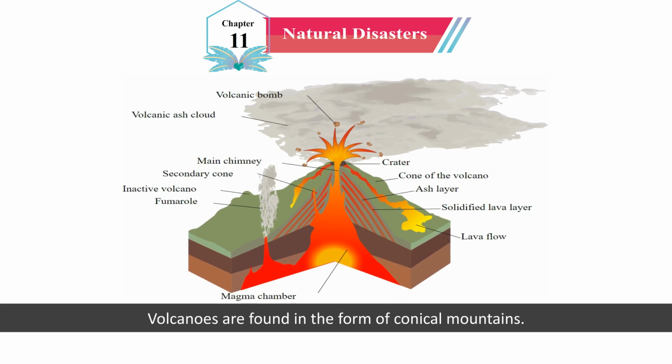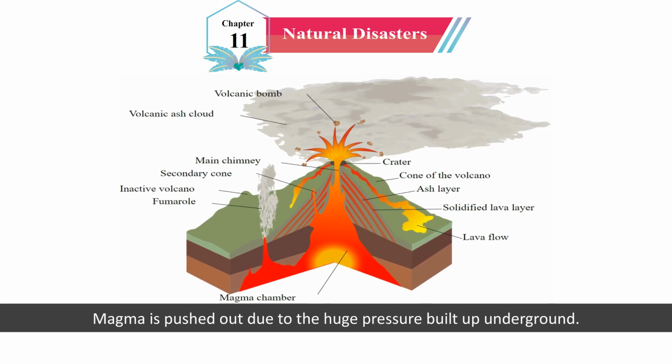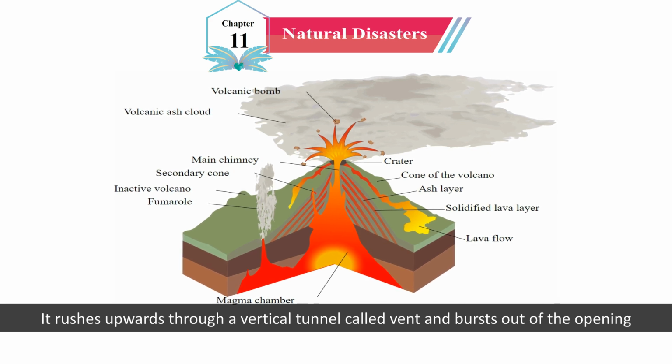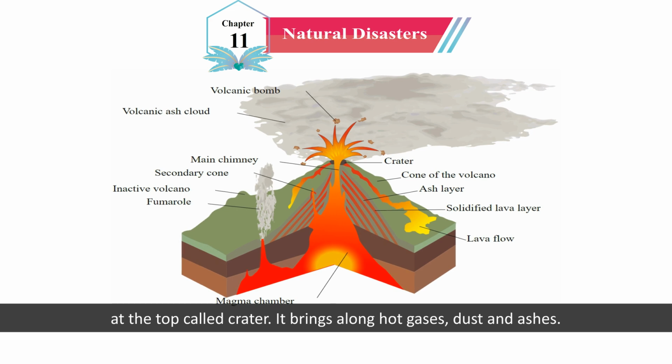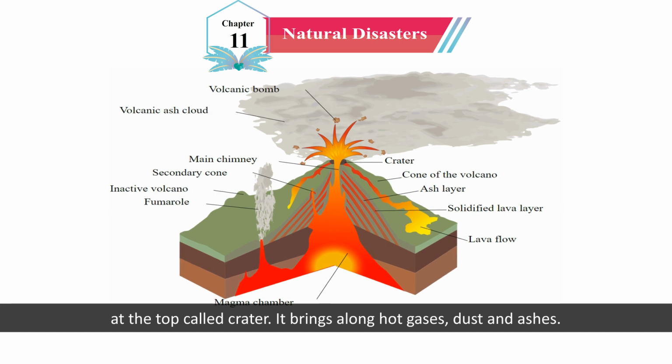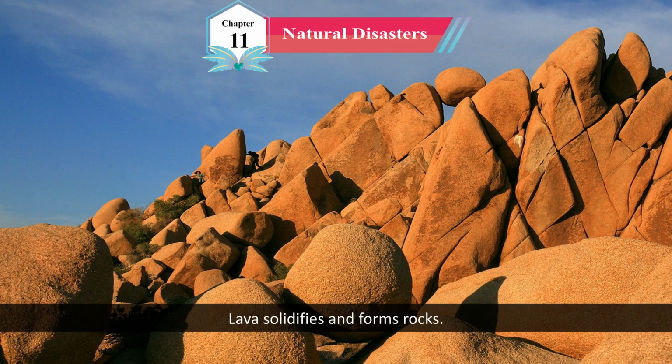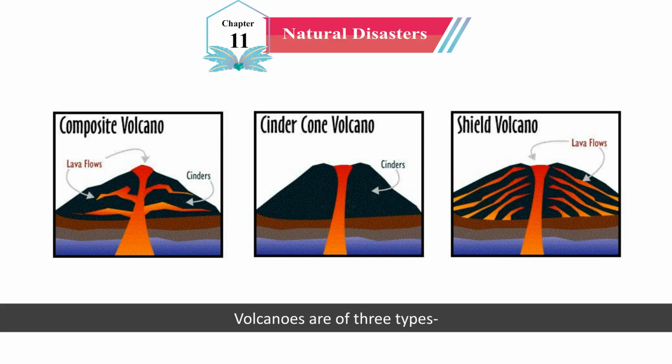Volcanoes are found in the form of conical mountains. Magma is pushed out due to the huge pressure built up underground. It rushes upwards through a vertical tunnel called vent and bursts out of the opening at the top called crater. It brings along hot gases, dust, and ashes. When the magma reaches the Earth's surface, it is called lava. Lava solidifies and forms rocks.